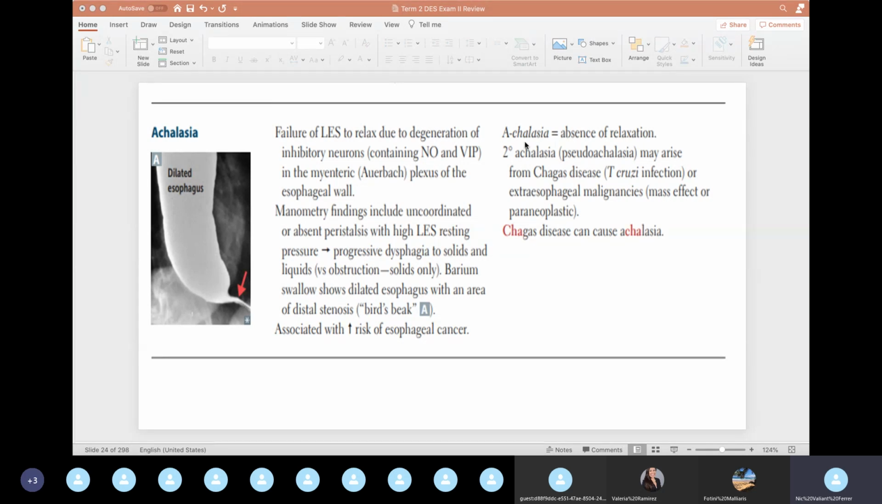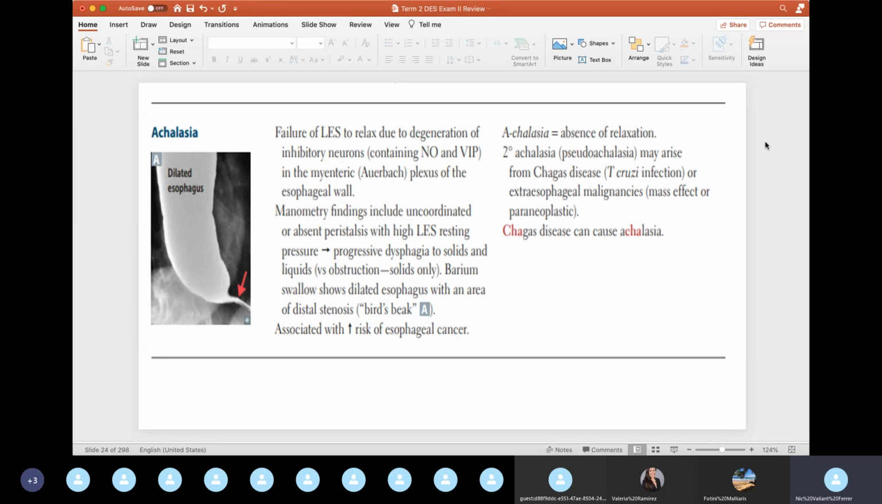So achalasia, A meaning without, relaxation. This is due to Chagas disease, Trypanosoma cruzi, more of that in term 3, or extraesophageal malignancies, mass effect or paraneoplastic, more of that in terms 4 and 5. So Chagas disease can cause achalasia.